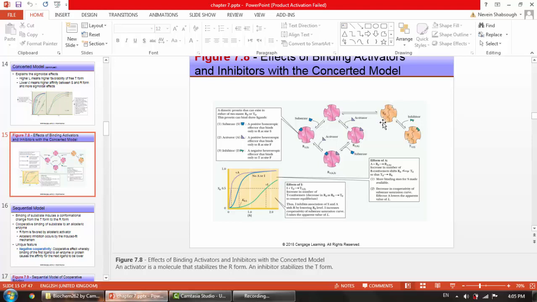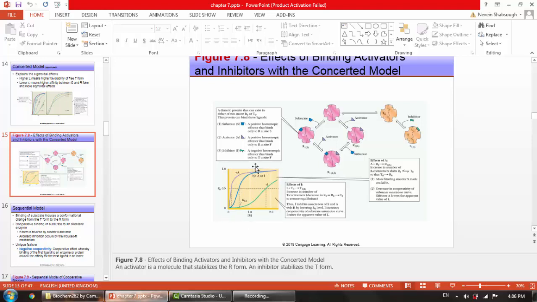Whereas when we add the inhibitor, it binds and stabilizes the T form. Now the equilibrium shifts to the right, and more substrate molecules are required to reverse the reaction. So cooperativity increases. Also, the value of L increases too.